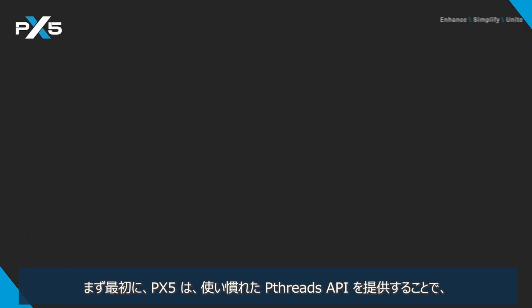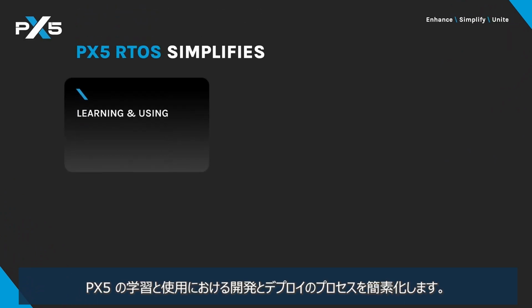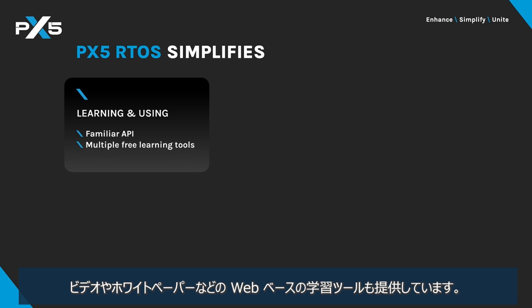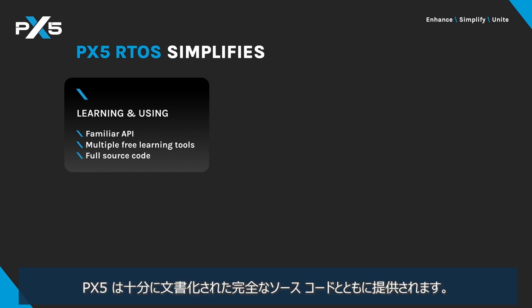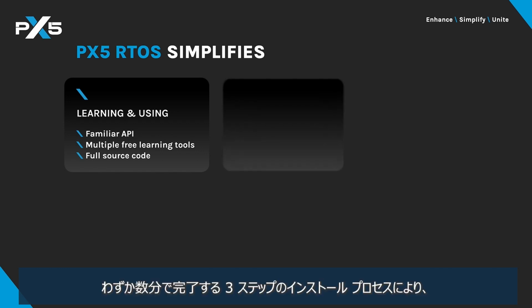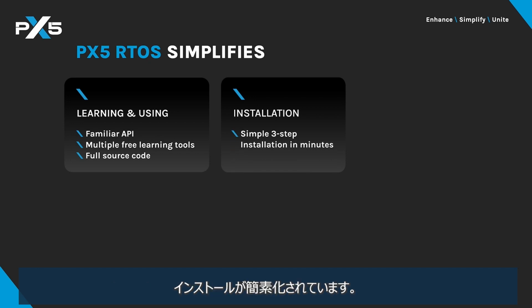PX5 also simplifies the development and deployment process. First, in learning and using PX5, by providing the familiar pthreads API, we also offer web-based learning tools like videos and white papers. And unlike many black box RTOS products, PX5 is delivered with well-documented full source code. Installation is simplified with our 3-step installation process that takes just a few minutes.